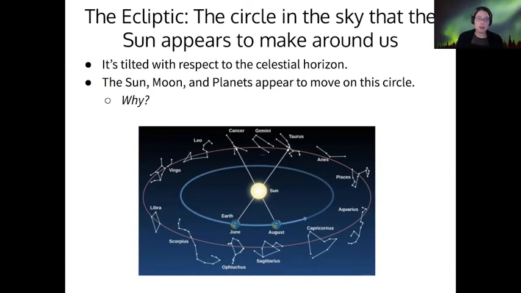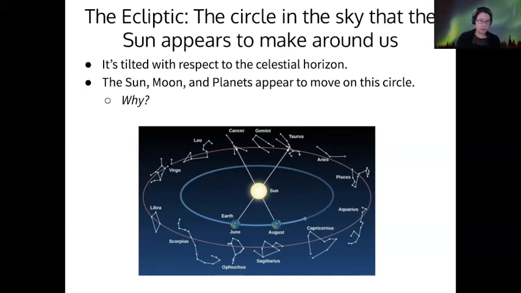Okay, so why is it that the sun and the moon and the planets all appear to move on the ecliptic? If you have any ideas, why do they appear all on the same path in the sky? Type those ideas in the chat. I'll give you about 30 seconds. All right, I'm seeing lots of good ideas here.